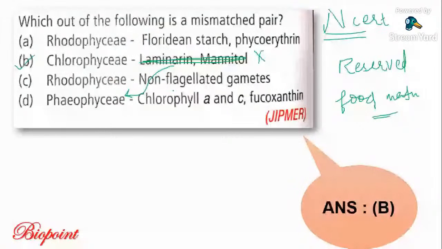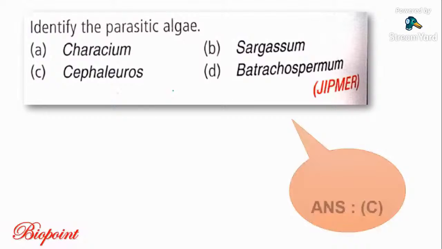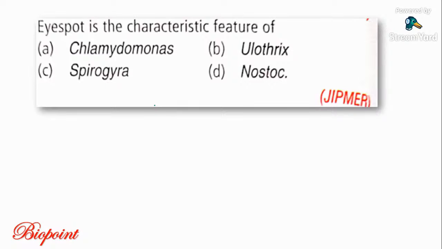22nd question on your screen. Identify the parasitic alga. Chara, Sargassum, Batrachospermum, Cephaleuros. The correct answer for this question is option number C, Cephaleuros. I will share the image of Cephaleuros in our Telegram group after the session. Clear? Next question number 23 on your screens.